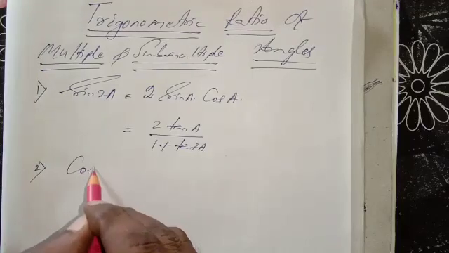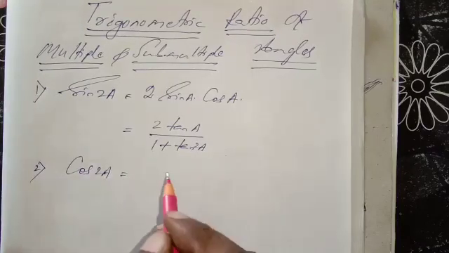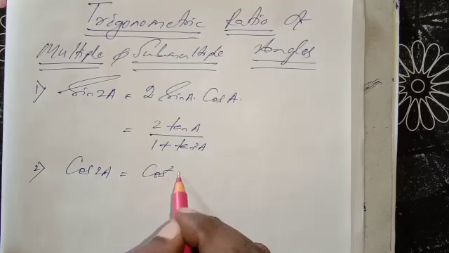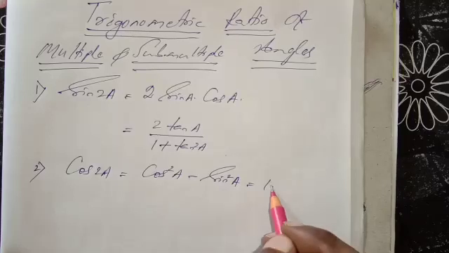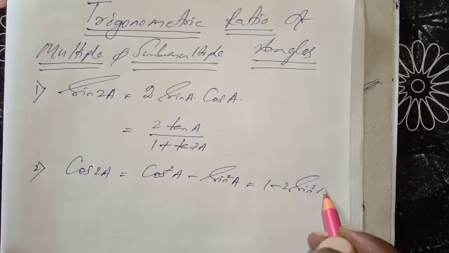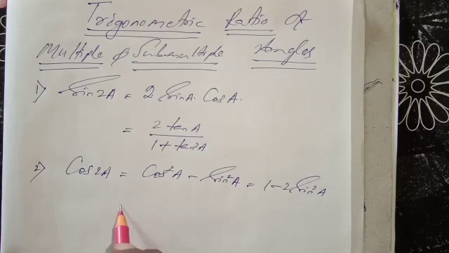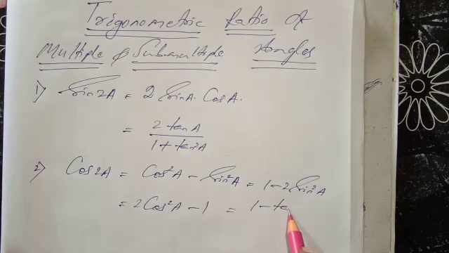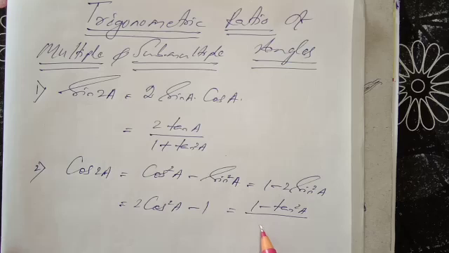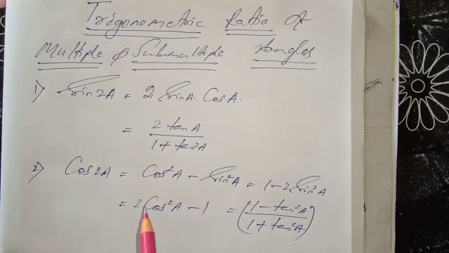Same process for cos 2a. The cos 2a formula is, the first formula is cos square a minus sin square a, or 1 minus 2 sin square a, only in terms of sin a, or 2 cos square a minus 1, or in terms of tan, that is 1 minus tan square a by 1 plus tan square a. This one is in terms of tan.